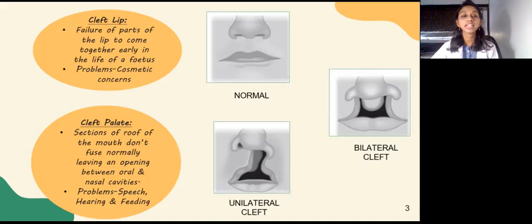Associated problems with a cleft lip condition, among others, are more related to cosmetic concerns, while those in a cleft palate condition are more related to difficulties in feeding and deficits in speech, language, and hearing. A cleft can either be unilateral or bilateral.